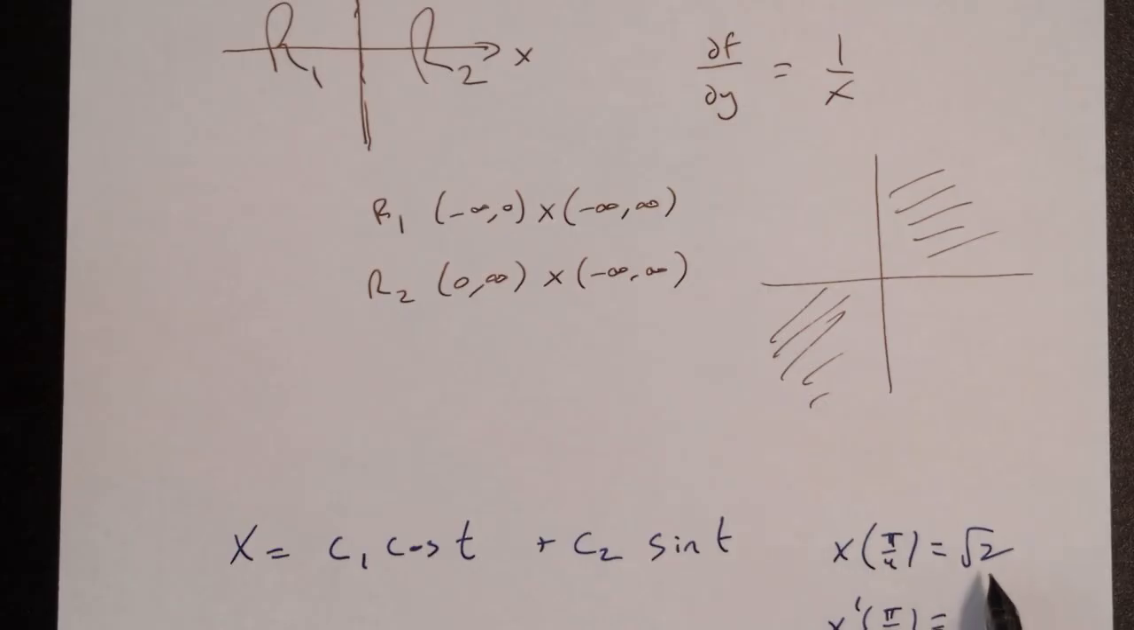So what I want to do is put that root 2 over here. But then I have to put this pi over 4 in for the t value. Right. And then I got it. Well, what's cosine of pi over 4? That's root 2 over 2, right? Okay.